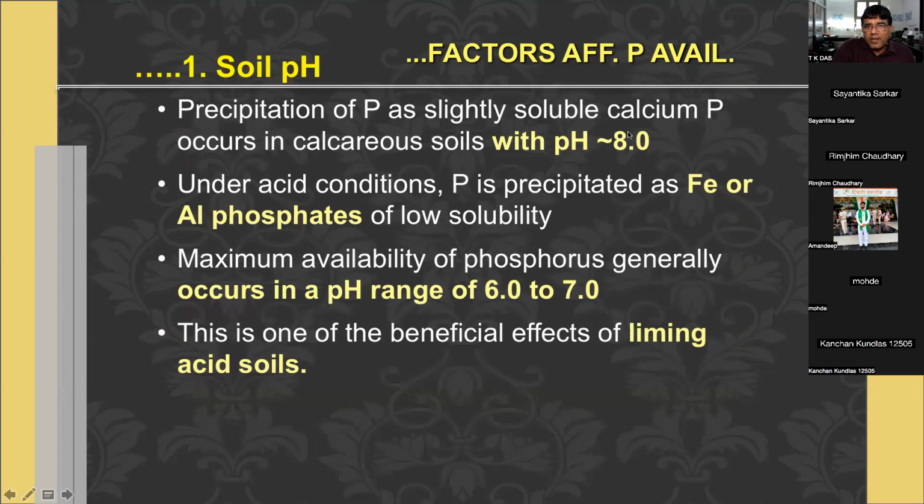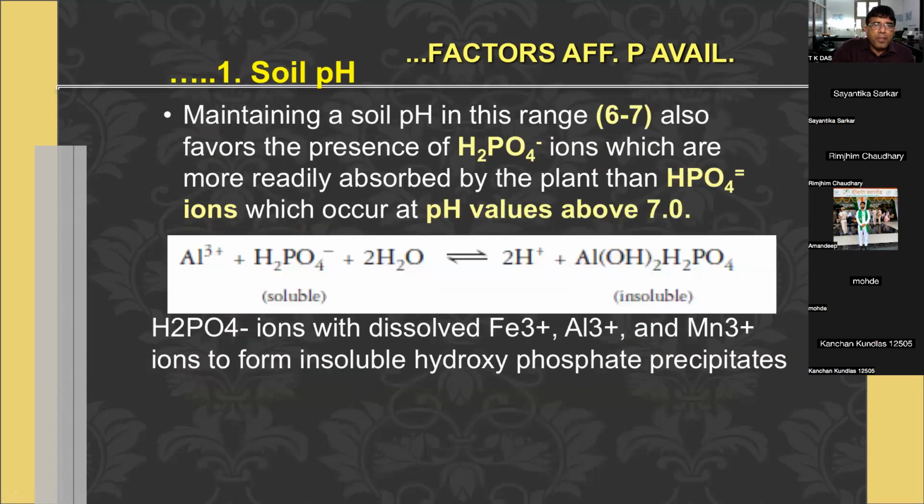Precipitation of phosphorus as slightly soluble calcium phosphate occurs in calcareous soils at pH 8. Under acid conditions, it is with iron and aluminum phosphate of low solubility. Solubility is there, but it is low. Maximum availability of phosphate is from 6 to 7. This is one of the beneficial effects of liming acid soils. So if your soils have pH below 6, they must be limed.